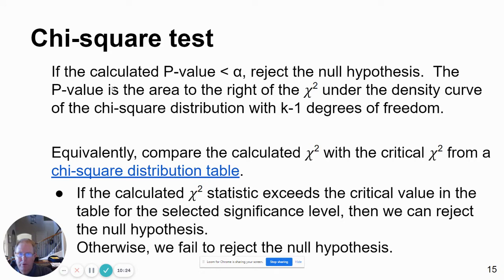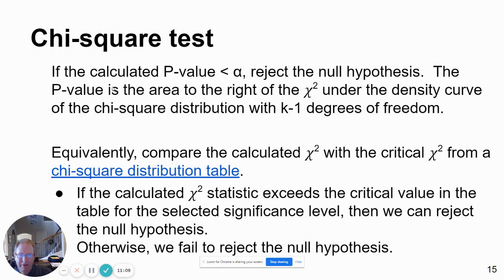Now, how do we know whether we reject the null hypothesis? Well, the first one should look familiar to you. If the calculated p-value is less than alpha, then we reject the null hypothesis. The p-value is the area to the right of the chi-squared statistic under a density curve of the chi-squared distribution with k minus 1 degrees of freedom. Another way of deciding whether to reject the null hypothesis is what I've described in the bottom half of the slide. In this, I compare the calculated chi-squared with the critical chi-squared from the chi-squared distribution table.